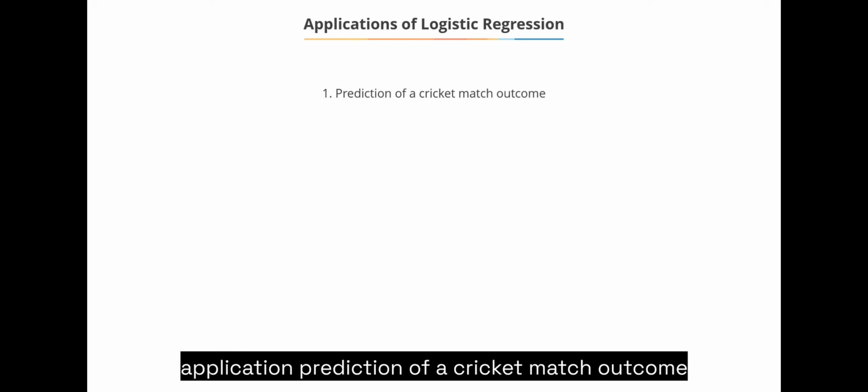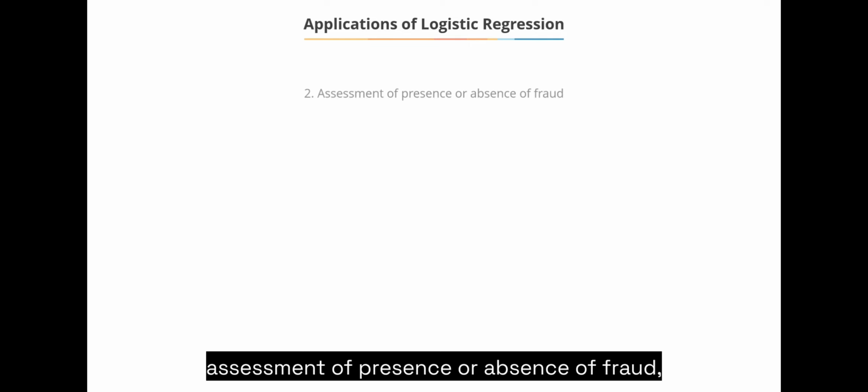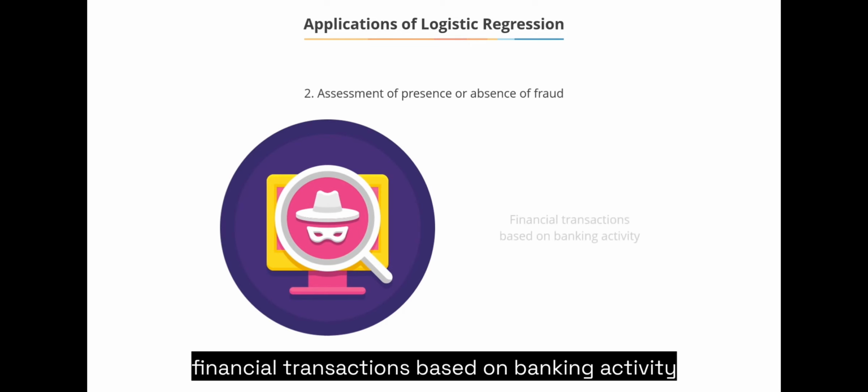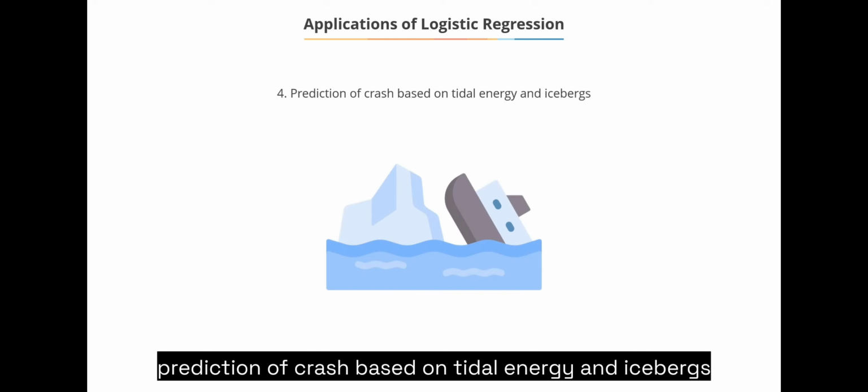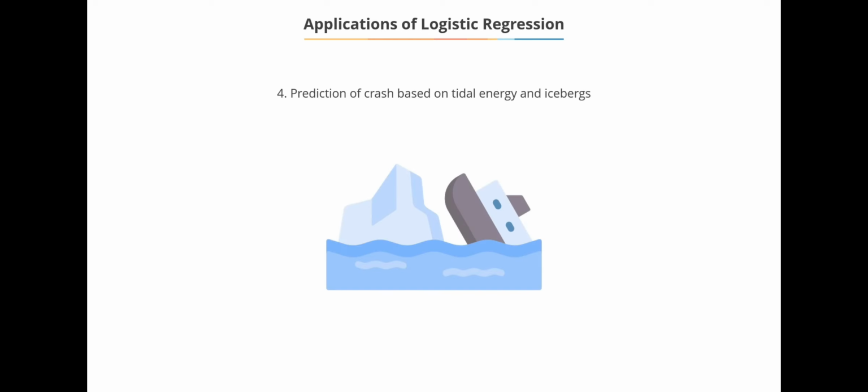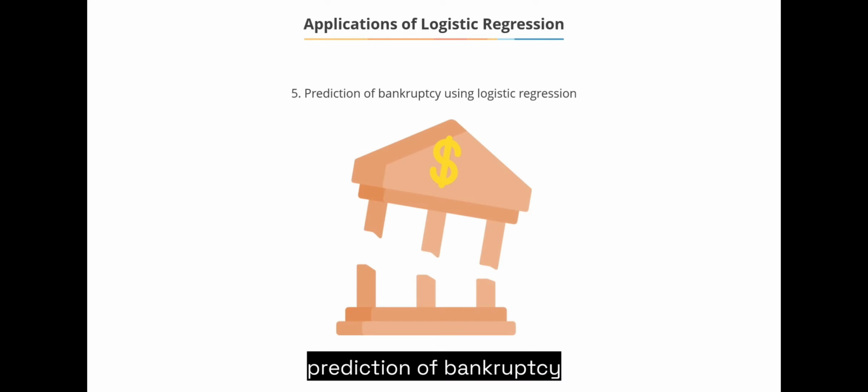Applications: prediction of a cricket match outcome, assessment of presence or absence of fraud in financial transactions based on banking activity, assessment of erosion of seabed due to fishing activity, prediction of crash based on tidal energy and icebergs, and prediction of bankruptcy using logistic regression.